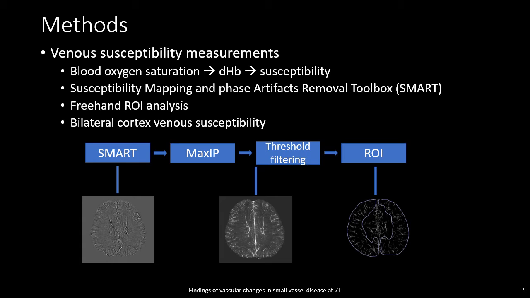For veins, the whole brain was mapped to 9 images with maximum intensity projection. Appropriate thresholds were set to filter out the non-venous signal in each image. Subsequently, bilateral ROIs of cortical veins were selected manually to measure average susceptibilities.